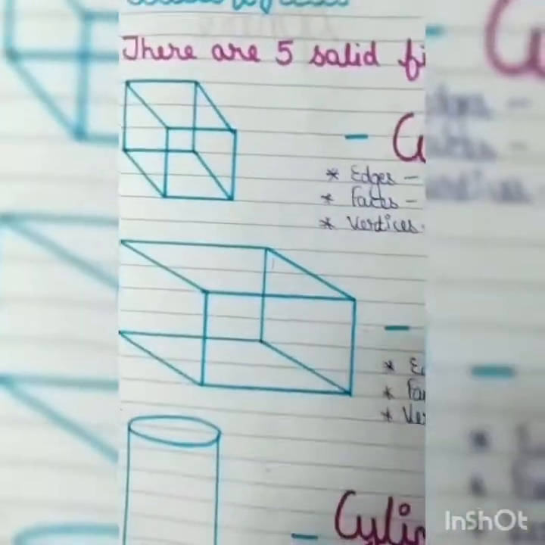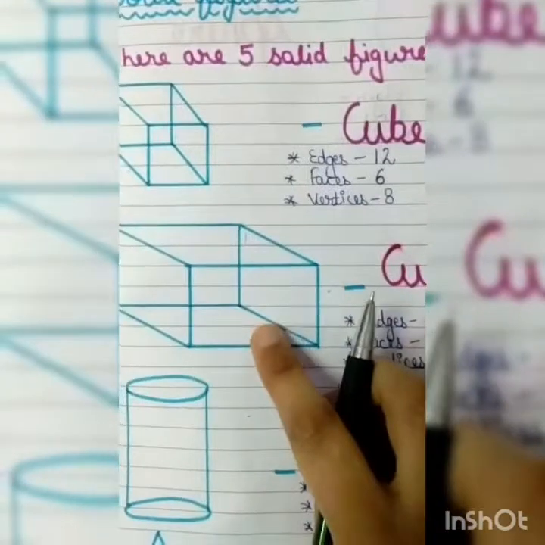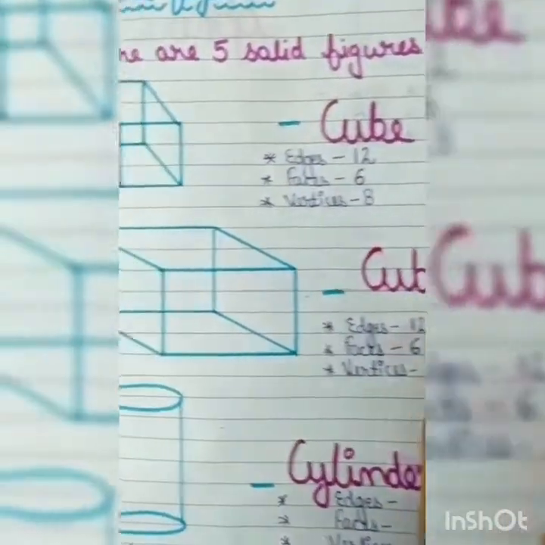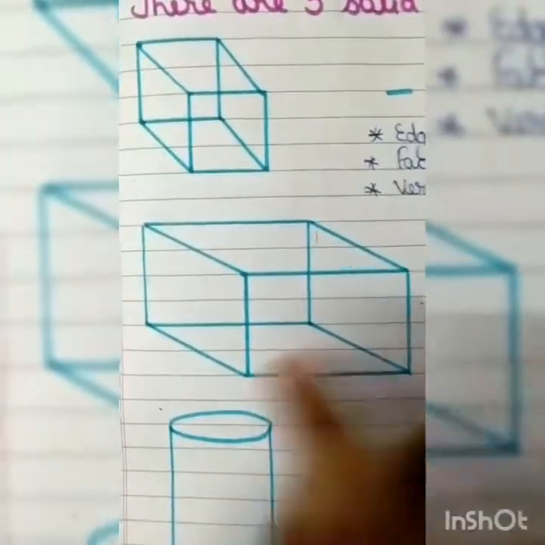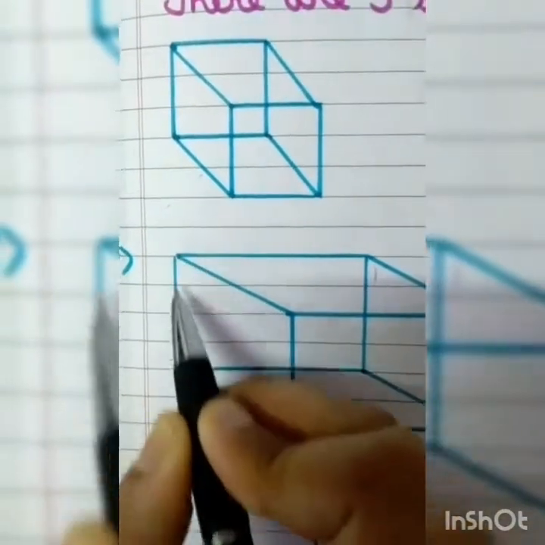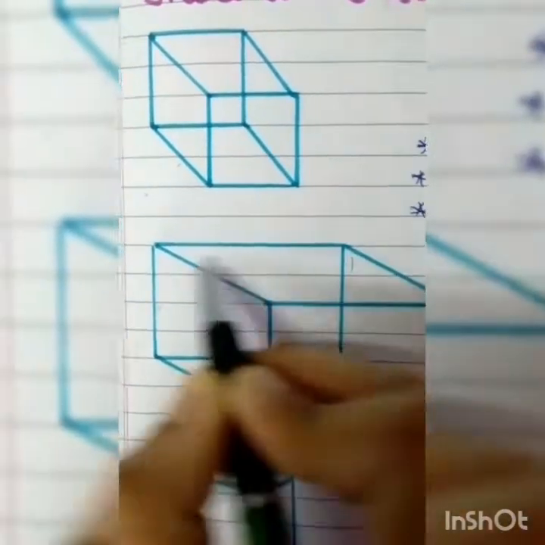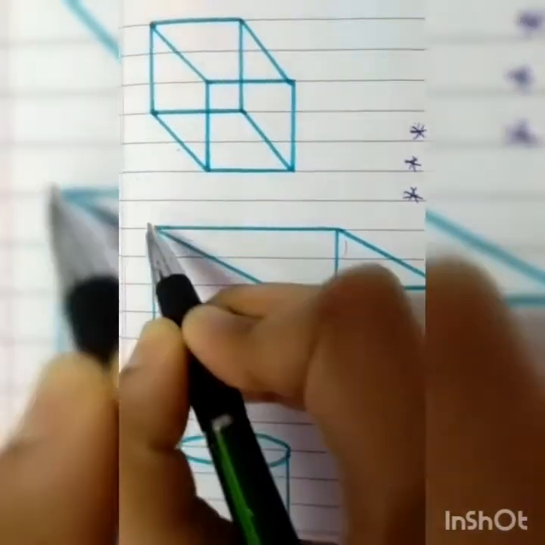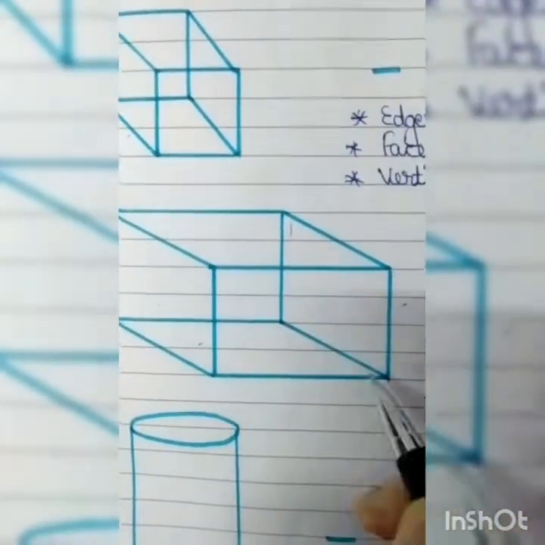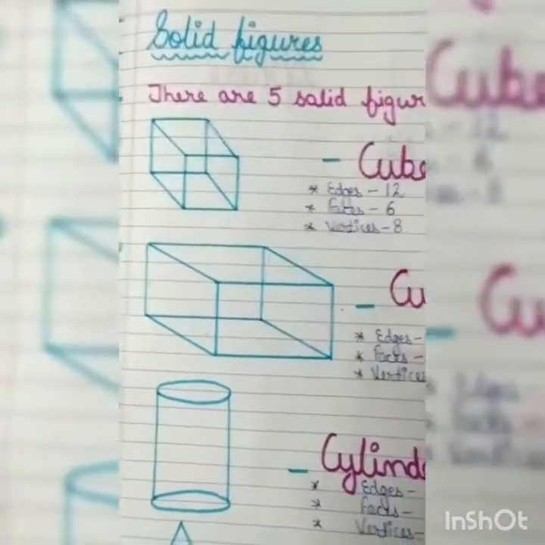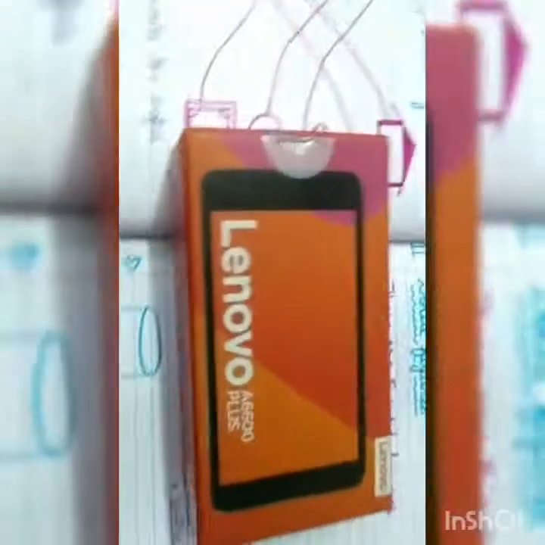Okay. So now next is cuboid. C-U-B-O-I-D, cuboid. So I have made cuboid for you, but I will tell you how I made this. So first I made one rectangle, then another rectangle, and then I joined their edges. Okay students? So now I will show you the object. Yes, and this is cuboid.